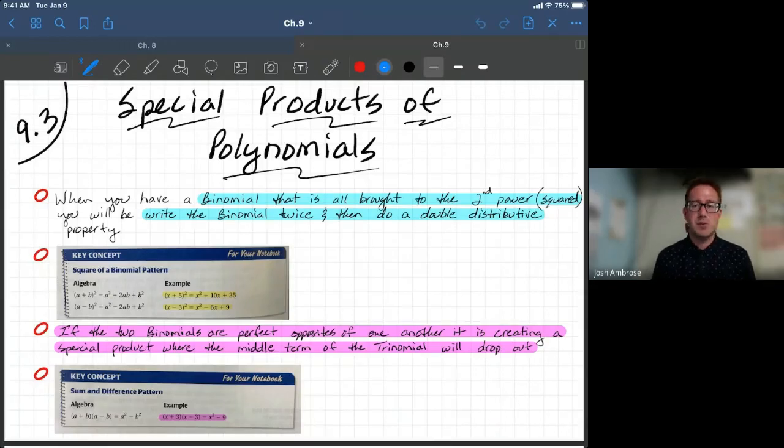All right, Algebra 1, here we go, guys. We are in section 3 today of chapter 9. This is all about special products of polynomials.